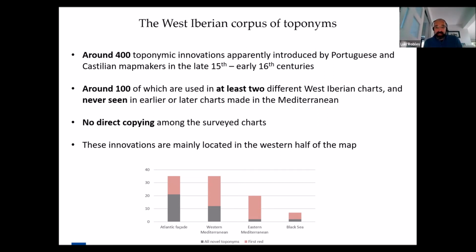And just for your information, I have plotted here where these innovations are located. So what we can see is that they are mainly on the western half of the map. So the Atlantic facade and the western basin of the Mediterranean. A few in the eastern Mediterranean, mainly first threads, not that many novel toponyms, and very few in the Black Sea, which kind of makes sense because you could expect that these innovations may somehow reflect first-hand knowledge of these coasts. And we don't know of many West Iberian mariners who sailed in the Black Sea. So this is quite consistent with that.